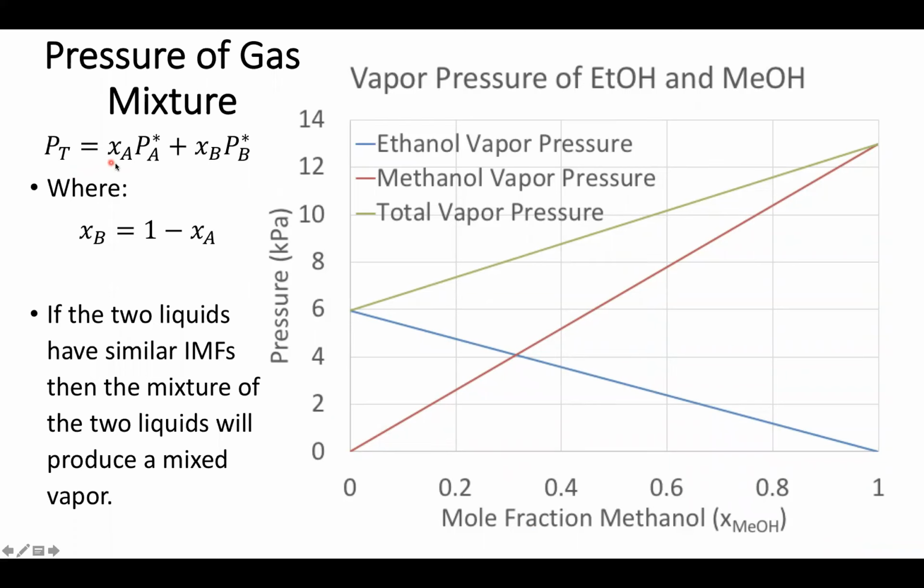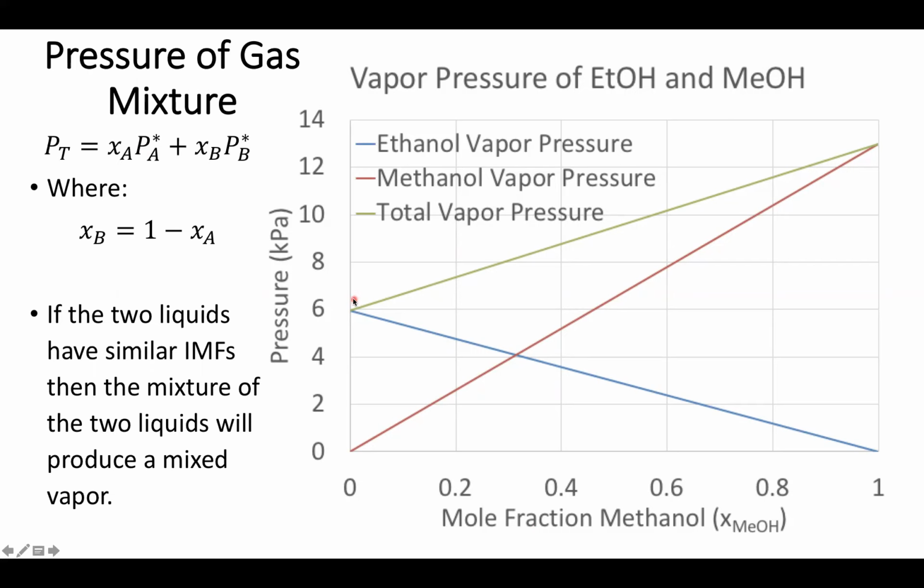And all you need to do is know the pure vapor pressure of each component and the mole fraction of one component. Because as soon as I know how much A I have, I immediately know how much B. So this gives us only one changing parameter. And so, for example, let's say we're mixing ethanol and methanol. Both of these have very similar IMFs, so they're going to obey this simple Raoult's law expression.